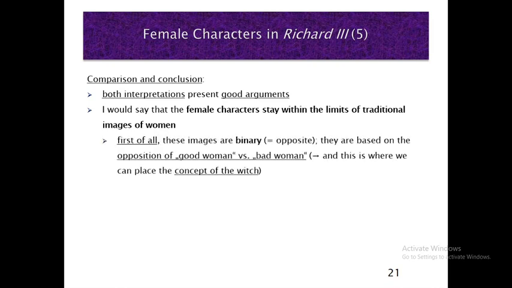Why? First of all, okay, the play might present one of the female characters like some kind of witch, but this is already part of traditional, patriarchal images of women, because these images are binary. Binary means there are two opposing ones. So these images already are binary. There are already two of them. Black and white, good and bad. And this is what we have here.